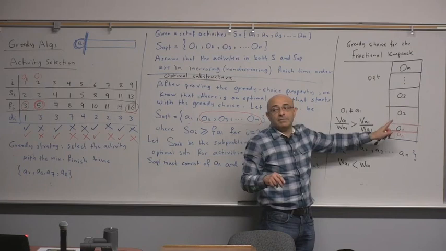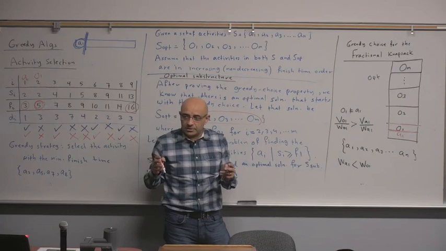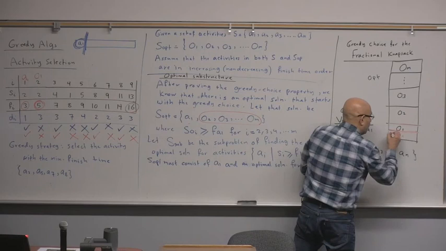So it contradicts the claim that you can ever start with an item that is not the greedy choice. If someone says that I can start with an item that is not a greedy choice, you can disprove this claim by saying, okay, I can take this part of it and replace it with A1 and get something better than optimal, which contradicts your claim that this is optimal.